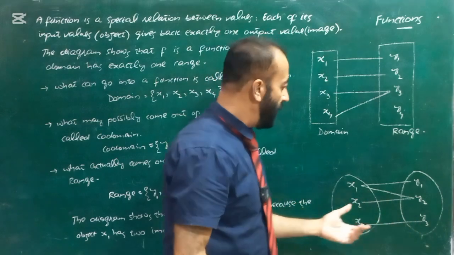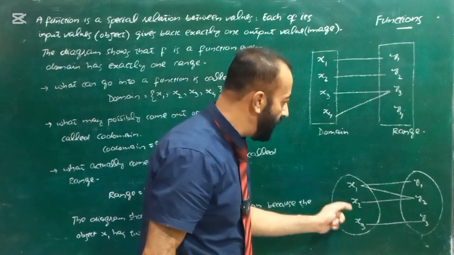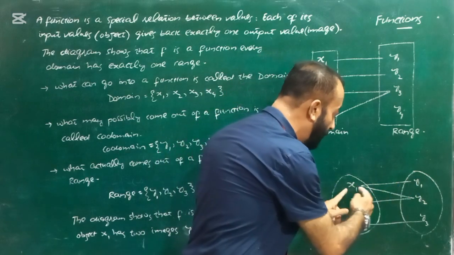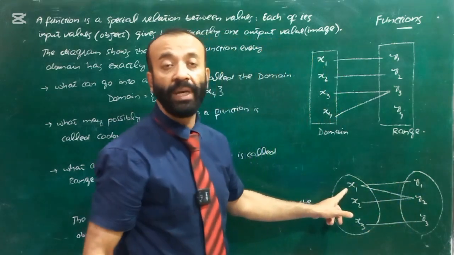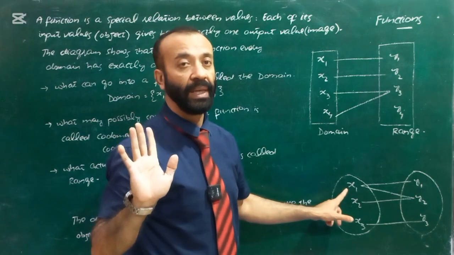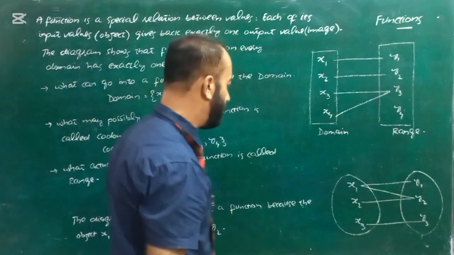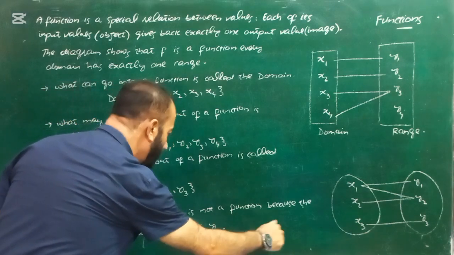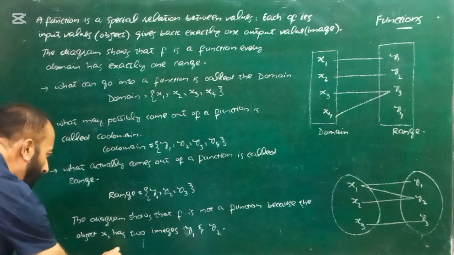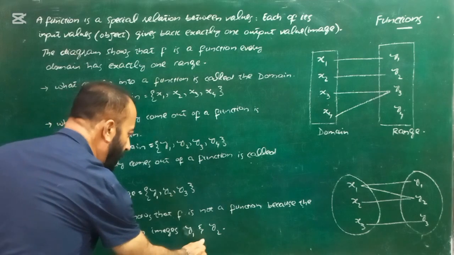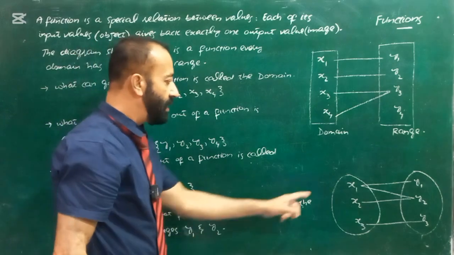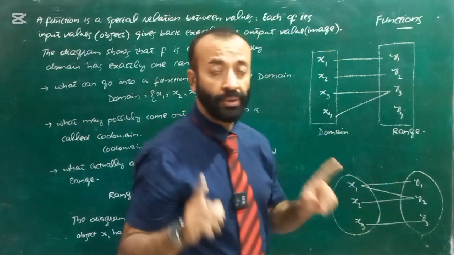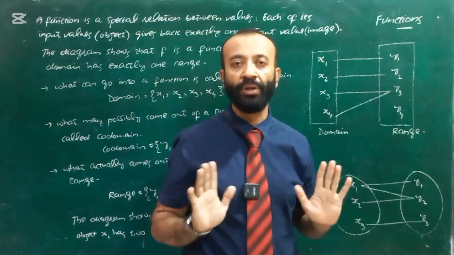But in this figure, you can see the domain element x1 is repeating. It is coming with y1 and it is coming with y2 as well. If domain is repeating, then that will not be a function. The diagram shows that f is not a function because the object x1 has two images, y1 and y2.